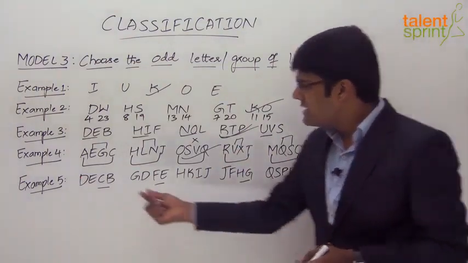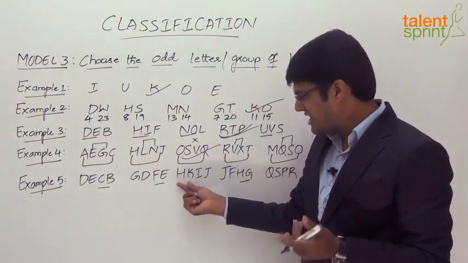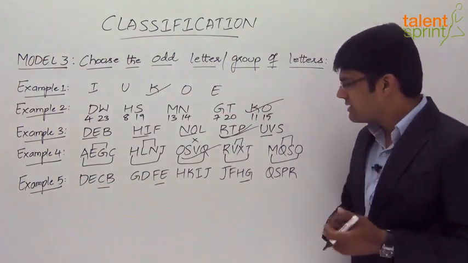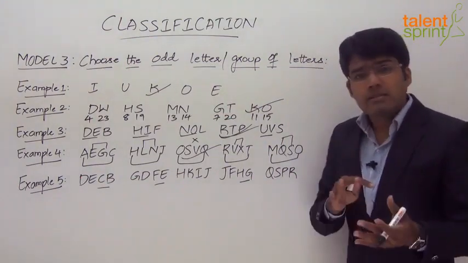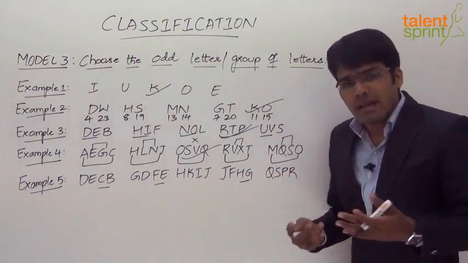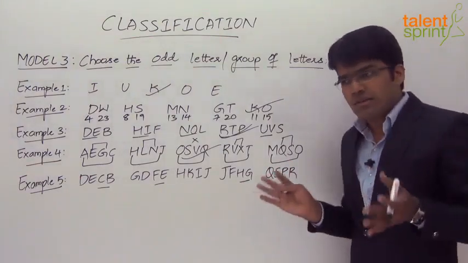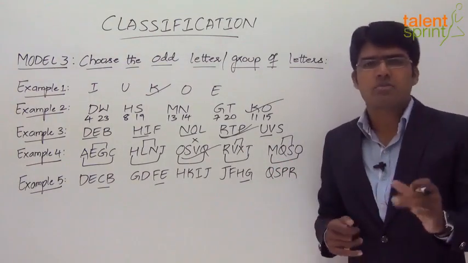What can be done? DE is okay, DE, GD, HK, JF, QS, these are not helping us to mark the answer. Now let me directly give you the right answer here instead of thinking too much. As I said, from an examination point of view, if you're not able to crack it in 20-30 seconds, just skip and move to the next one, right?